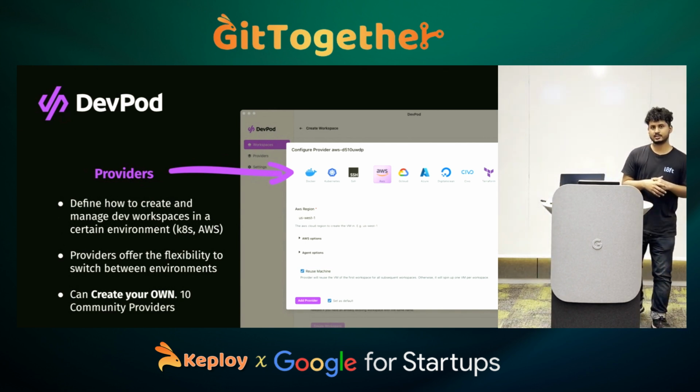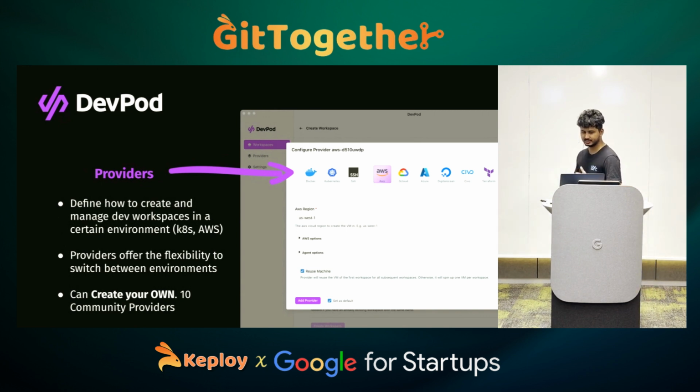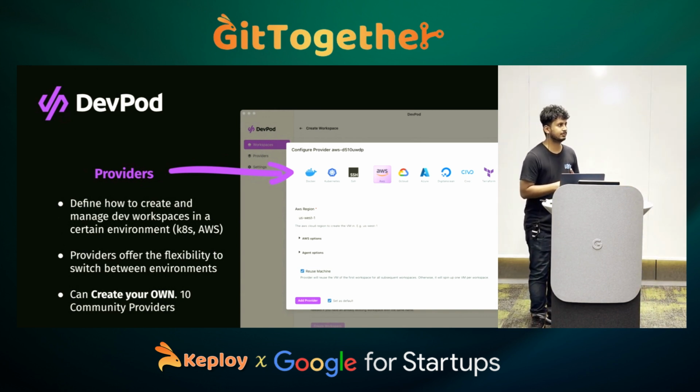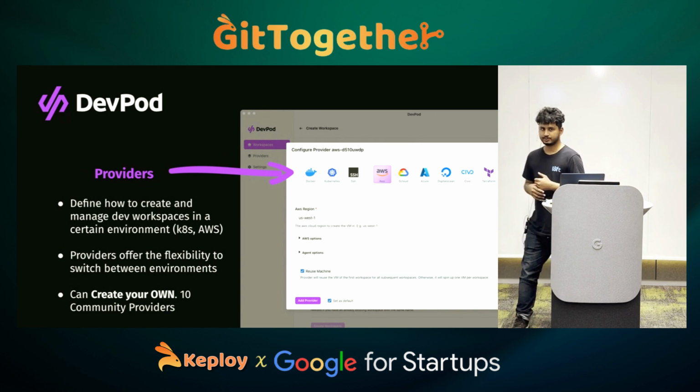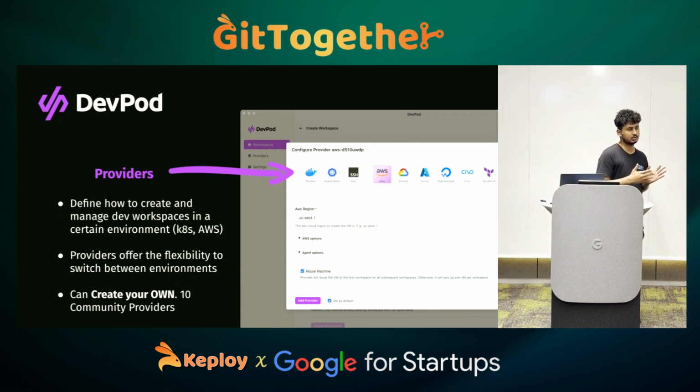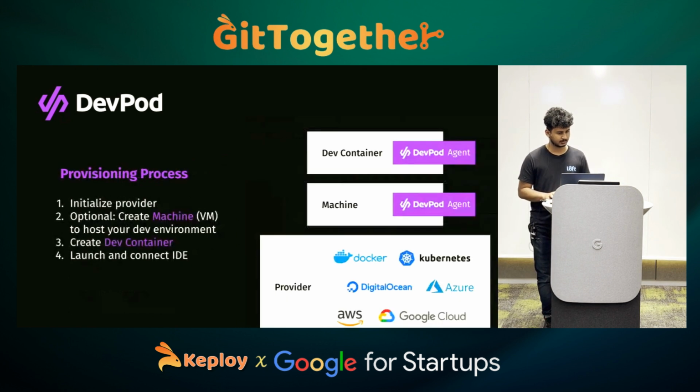Another achievement we had is that we have 10 community providers, so people have shown a lot of community adoption. For example, if you are using a specific provider like Equinix, you don't need to write a lot of code. You can just create a YAML file and make sure your workloads are running on the cloud on your surplus plans, so that you are saving costs there as well.